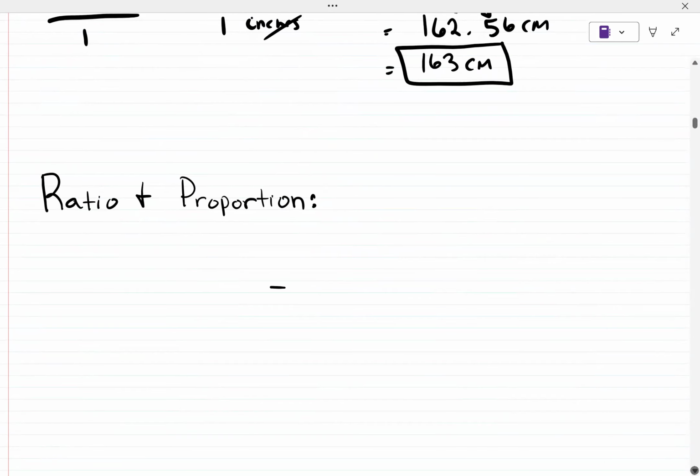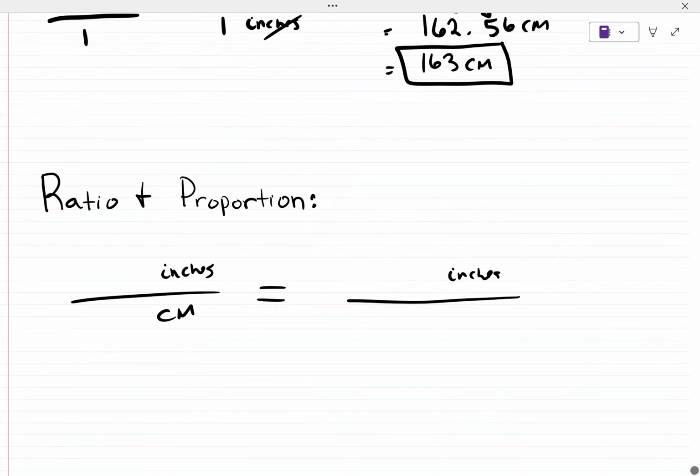Okay, let's set it up as a ratio and proportion. We already converted everything to inches, so let's put inches on the top and centimeters on the bottom. We were given 64 inches, and we don't know our centimeters, so we'll call it X. What is the relationship between inches and centimeters? Well, we know that for 1 inch, there is 2.54 centimeters.